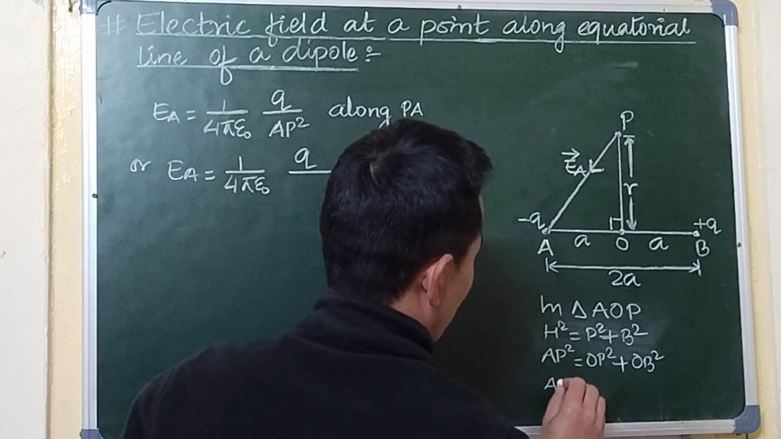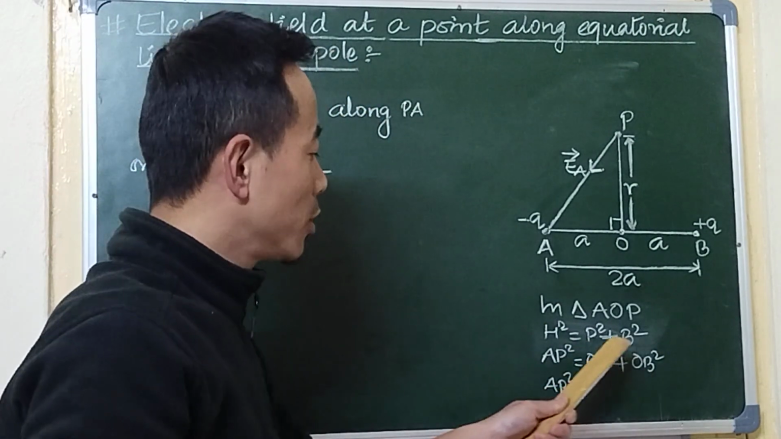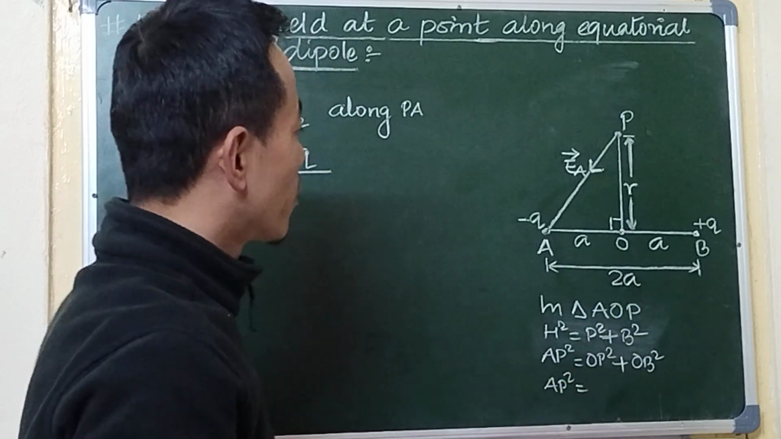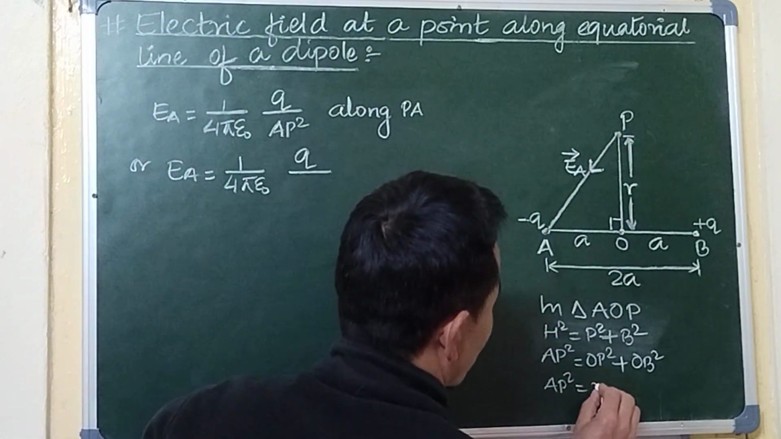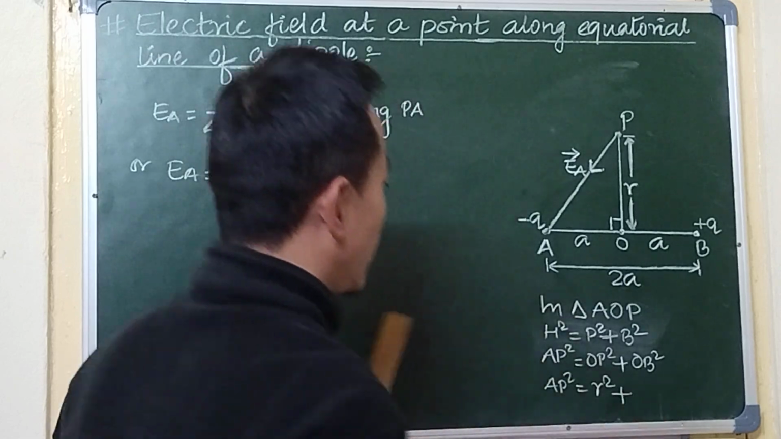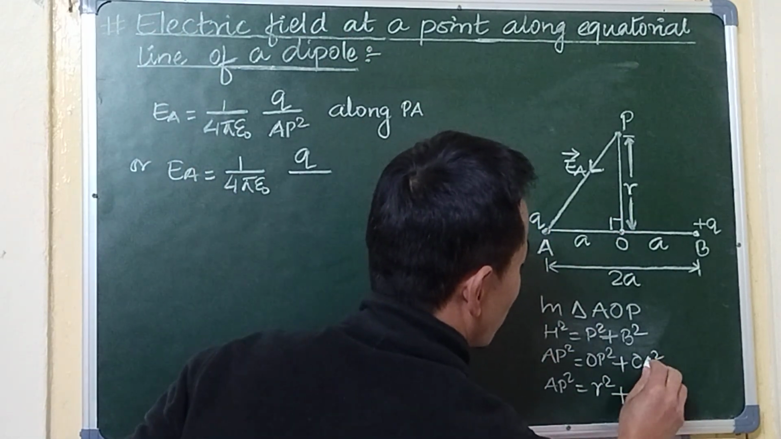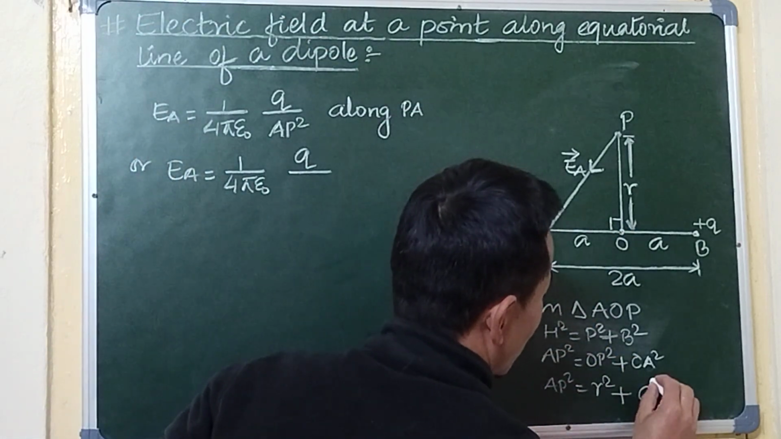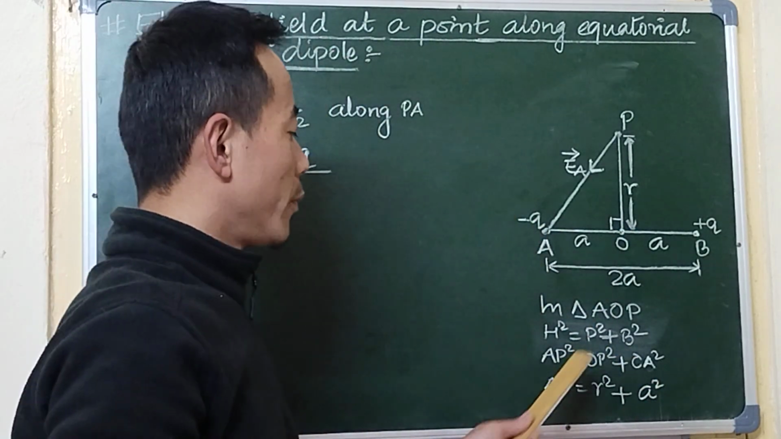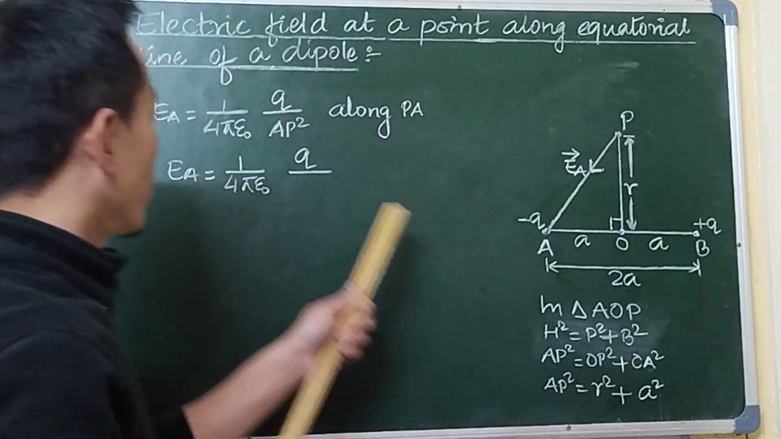Now if you look at the diagram, we have the value for OP and OA. So let's put the value of OP and OA here. From the diagram, the value of OP is our R. So this becomes R square. And the value of OA is our A. So the value of AP square, we will get it as R square plus A square. So this value we are going to replace it here.